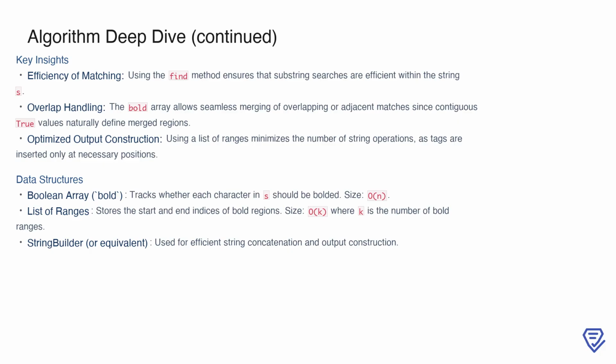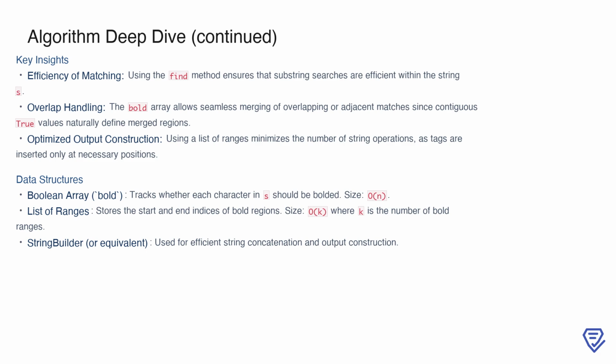First, by using the find method for substring matching, we ensure that the process of locating words in the string is efficient. This method allows us to quickly identify all occurrences of each word from the list words. Second, the Boolean bold array is a simple yet powerful structure for handling overlapping or adjacent matches. Because contiguous true values inherently represent merged regions, we don't need any additional logic to handle overlaps. Third, the use of a list of ranges simplifies the process of constructing the output string. Instead of modifying the string iteratively for each bold tag, we only insert tags at the start and end of the identified ranges. This reduces the complexity of string operations significantly.